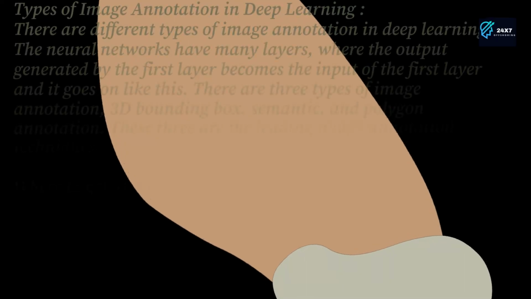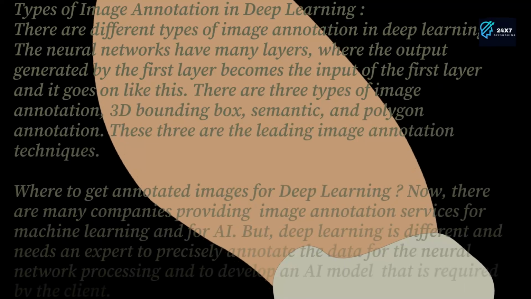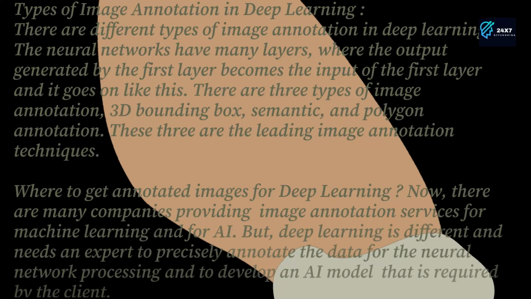The neural networks have many layers, where the output generated by the first layer becomes the input of the next layer, and it goes on like this. There are three types of image annotation: 3D bounding box, semantic, and polygon annotation. These three are the leading image annotation techniques.